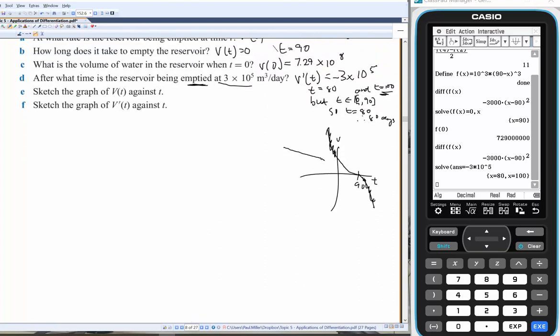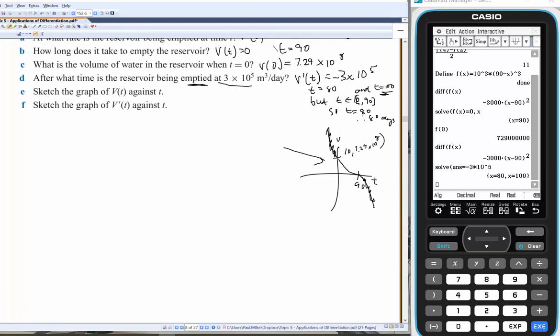All right, so here's my graph there. It's a bit of a dodgy one. So can you guys just in your notes down below on the Cartesian plane include the y-intercept, which is when t is equal to 0. This is 7.29 times 10 to the 8. Now what we want to do is grab the derivative.